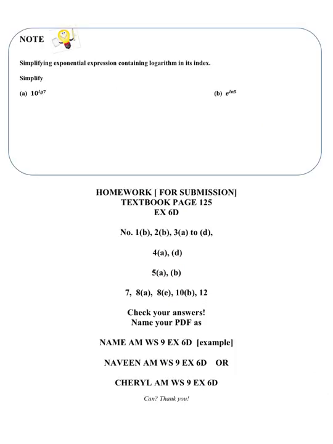Finally, just a note: simplifying exponential expressions containing logarithm in its index. Which means that now your power can be lg as well. So you look at 10 to the power lg 7. If you press your calculator, the answer will be 7. If you press 10 to the power of lg 2, your answer is 2.